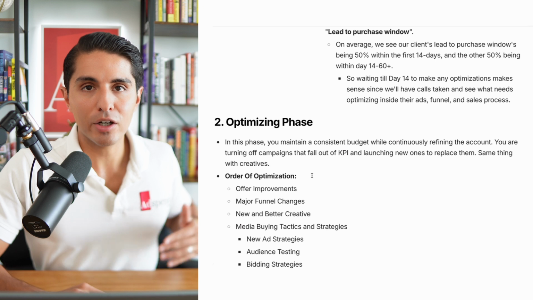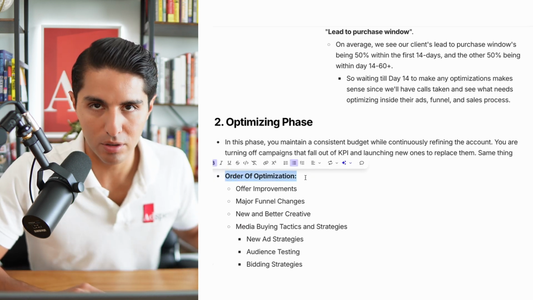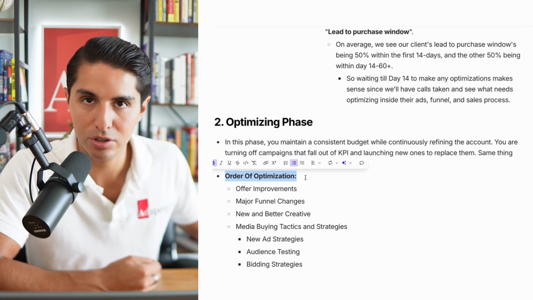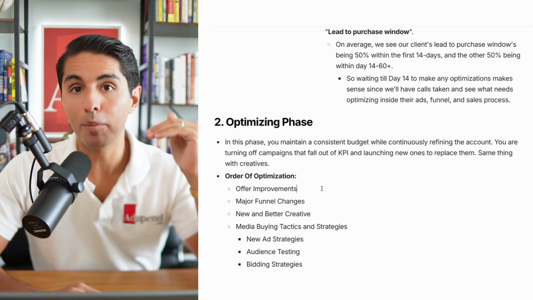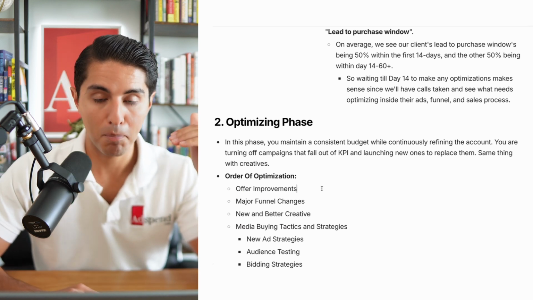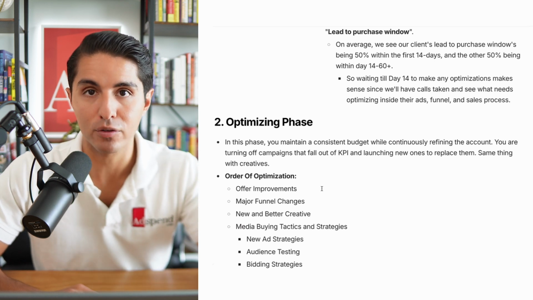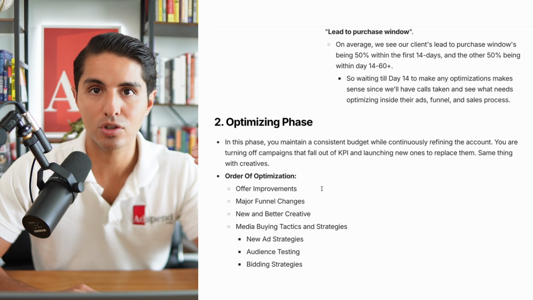So how do you actually optimize? What should you do? Well, there's something that we call the order of optimization, okay? This is literally the order of optimization you should be going through whenever you're making changes to your YouTube ads. Number one, it's offer improvements. The biggest domino you could do: offer, messaging, promise, claim, what you're actually offering. Biggest domino you can pull, right? First one you should start with in most cases.